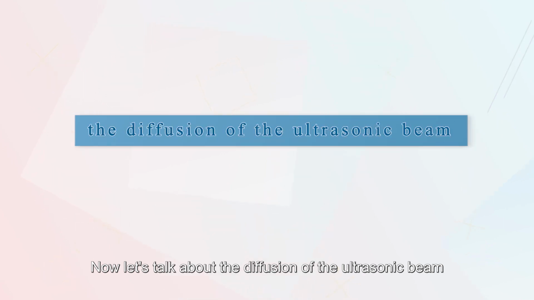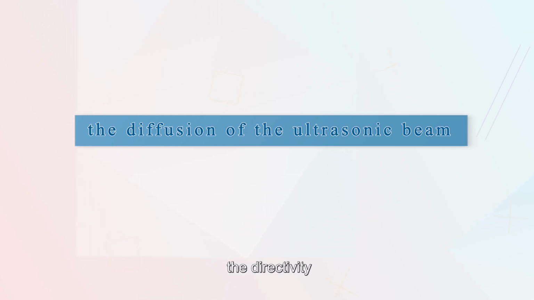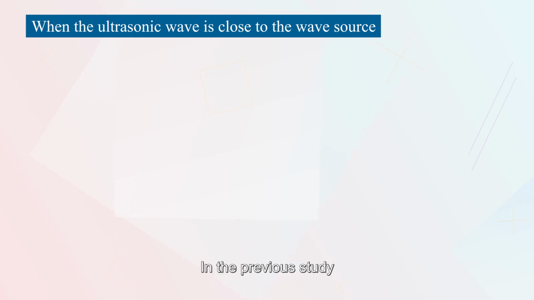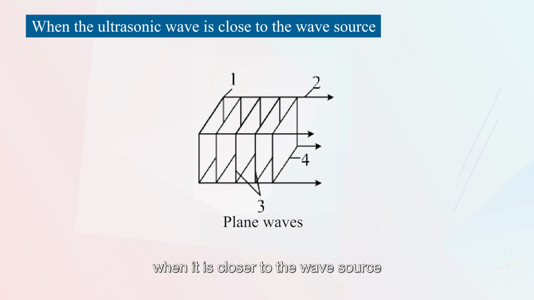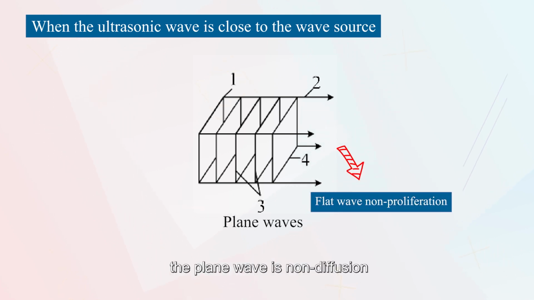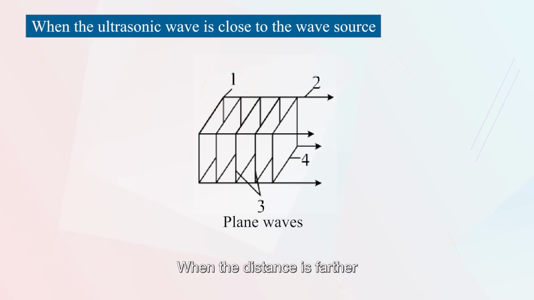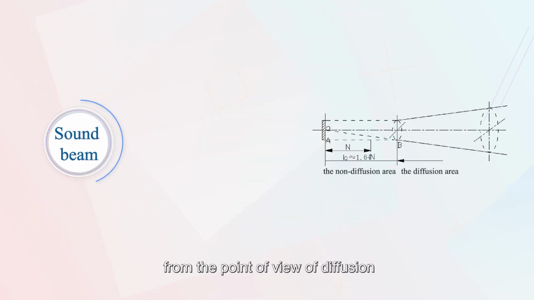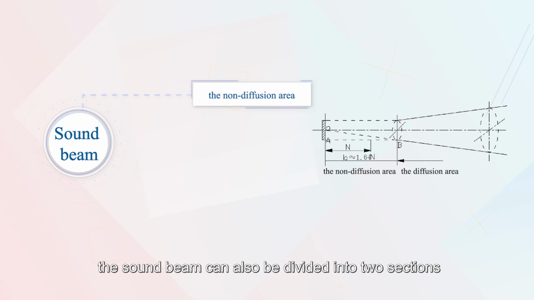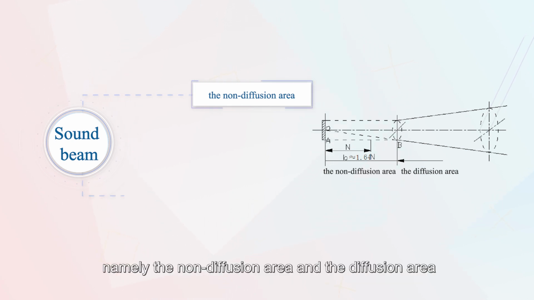And now, let's talk about the diffusion of the ultrasonic beam, that is, the directivity. In the previous study, we know that the actual ultrasonic wave is similar to the plane wave when it is closer to the wave source. In theory, the plane wave is non-diffusion. When the distance is farther, the ultrasonic field begins to spread. Therefore, from the point of view of diffusion, the sound beam can also be divided into 2 sections, namely the non-diffusion area and the diffusion area.